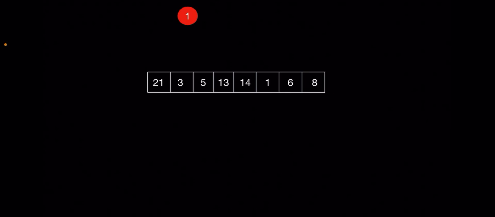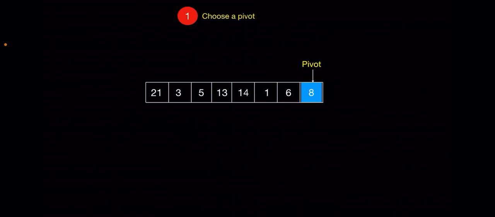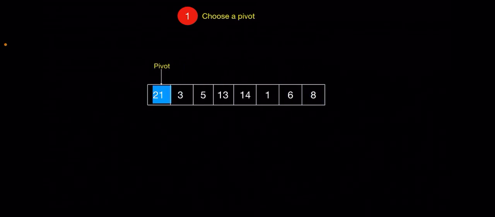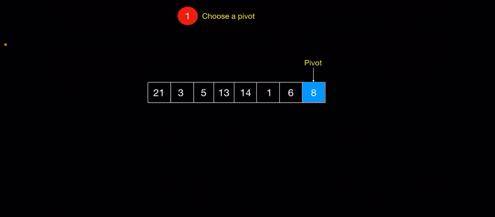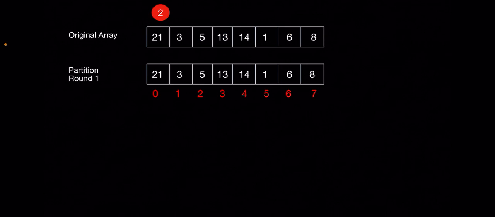The first one is choosing a pivot. The pivot is an element that helps split the array. It could be picked by selecting the first or last element of the array. The second is partitioning the array. We divide the array into two parts. One part contains elements smaller than the pivot and the other part contains elements larger than the pivot.